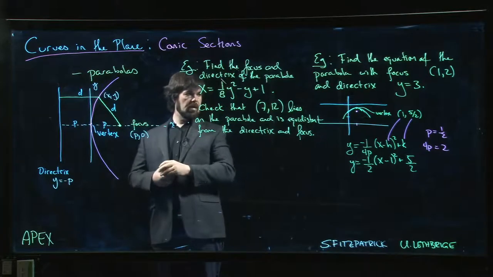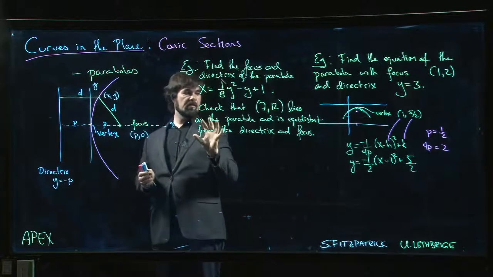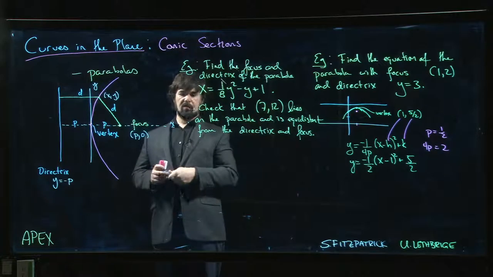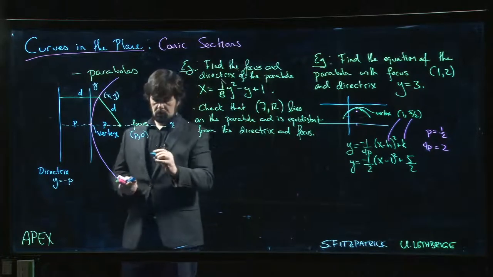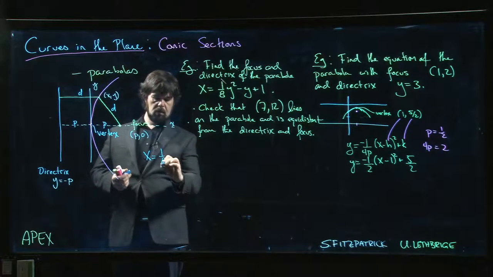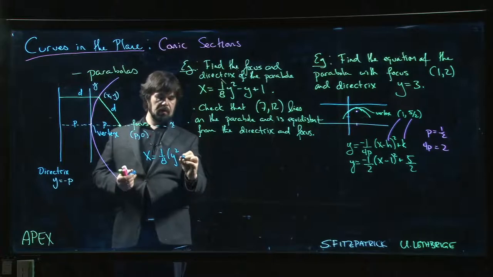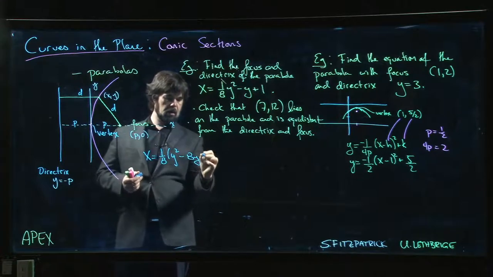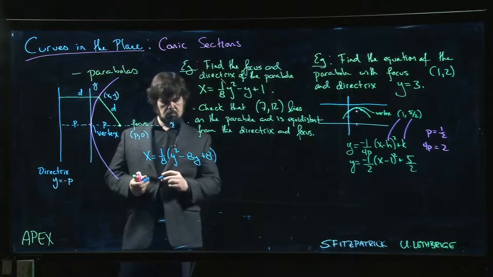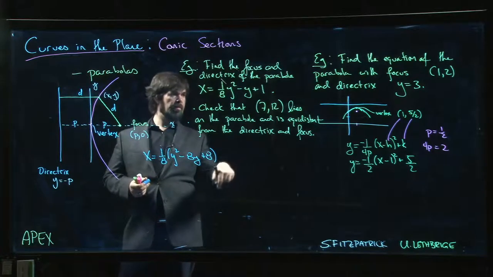So what we need to do if we want to get this information is get it into standard form. So we say x is equal to, factor out the 1 over 8, 1 over 8, y squared minus 8y plus 8. Yeah, why not? We could leave the plus 1 out.